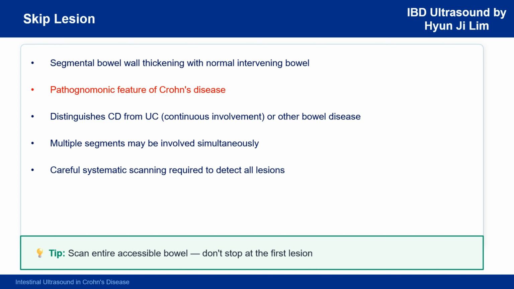Crohn's disease can simultaneously involve multiple segments, the terminal ileum, ascending colon, sigmoid, and then even the upper GI tract, with perfectly normal bowel in between. The practical tip is, when you find one lesion, don't stop scanning. Systematically evaluate the entire accessible bowel. Missing a proximal skip lesion changes the disease classification and management.